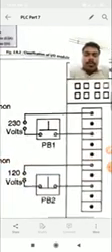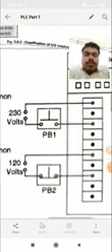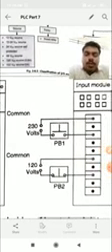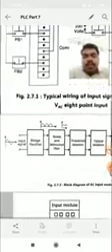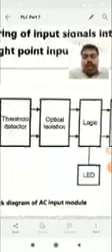Secondly, 230 volts is connected to the PB1 input, and it is internally connected as a common. PB2 is taken as an NC and its voltage range is 120 volt, and its common is also connected internally. So two commons are there. This is also the most important block diagram of the AC input module.